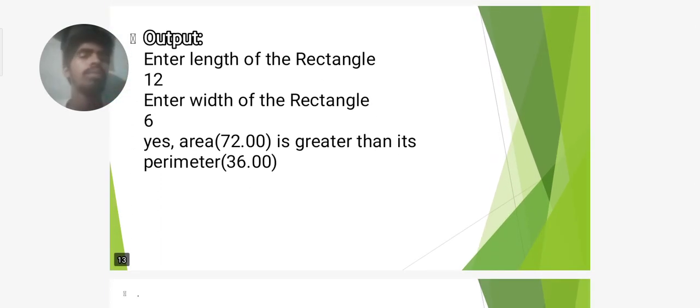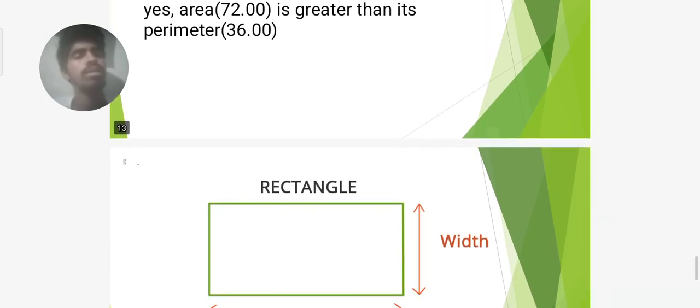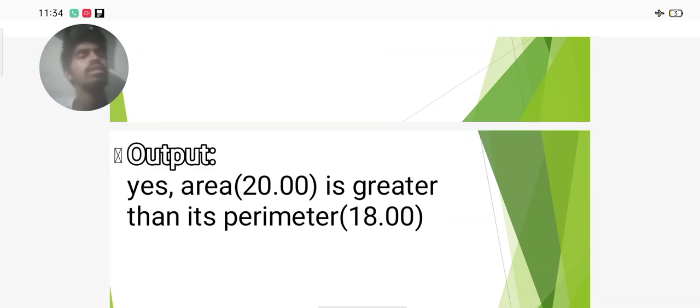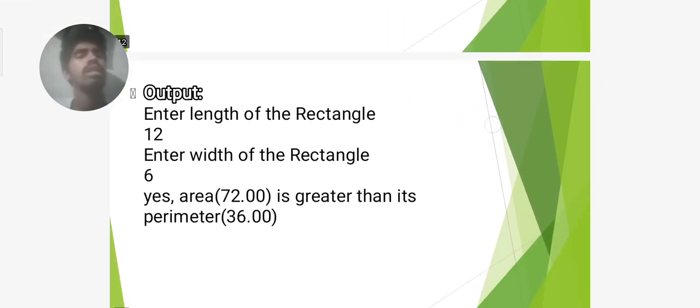So I am giving another example here. Enter the length of the rectangle, that is 12. Enter the width of the rectangle, 6. What is the area of a rectangle? L into B, 12 into 6, that is 72. Next we are calculating the perimeter of a rectangle, that is 2 into (L plus B), that is 2 into (12 plus 6), that is 18. 18 into 2 is 36, that is the perimeter of the rectangle. So finally we concluded that area is greater than its perimeter. It is very important: area is greater than its perimeter.